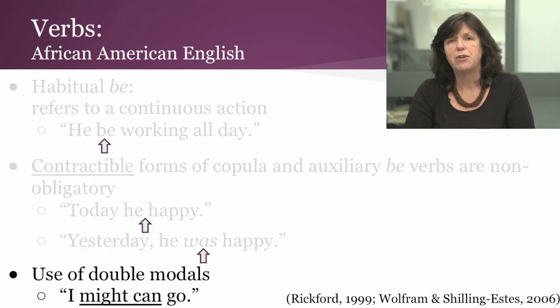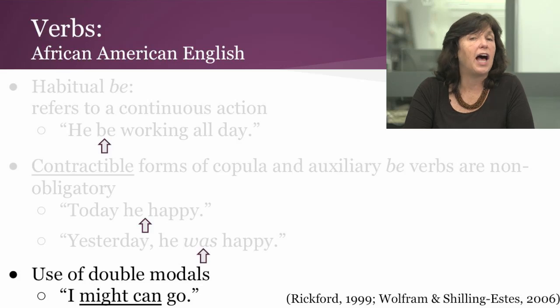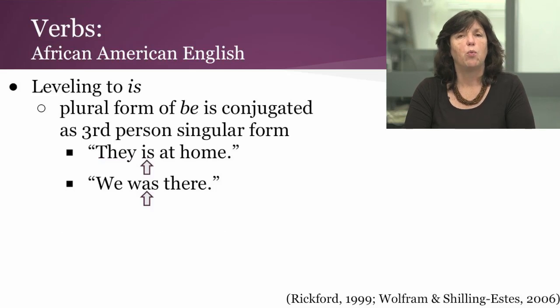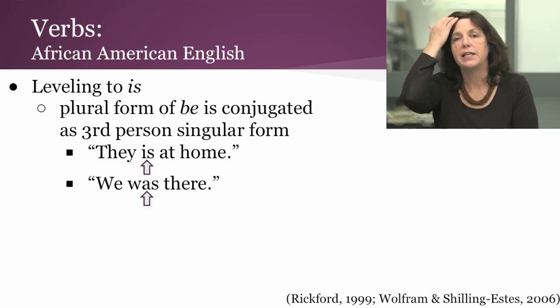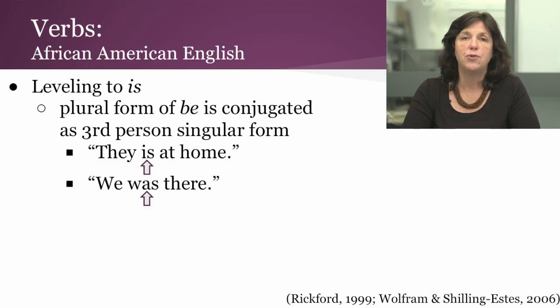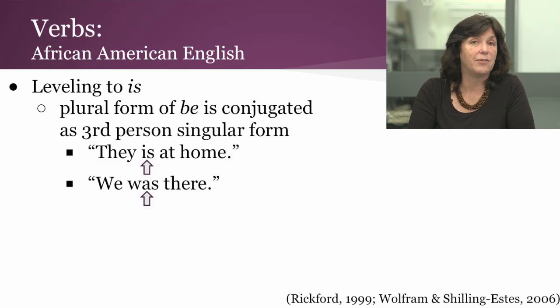In African American English, you might also see the use of double modals as in I might can go. There is also something called leveling to is, which is when the plural form of be is conjugated in the third person singular form. In standard American English, one might say they are at home, but in African American English, it's grammatically correct to level to or use the third person singular form of be. So you could have a sentence like they is home. Similarly, the third person singular past tense form of be is was. Therefore, it would be grammatically correct in African American English to say, we was there.